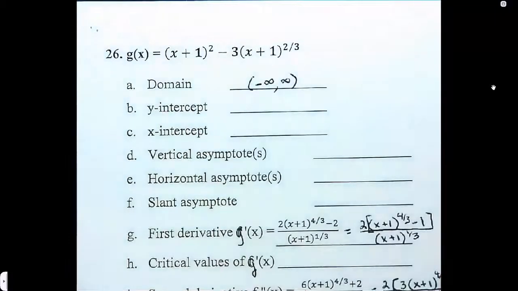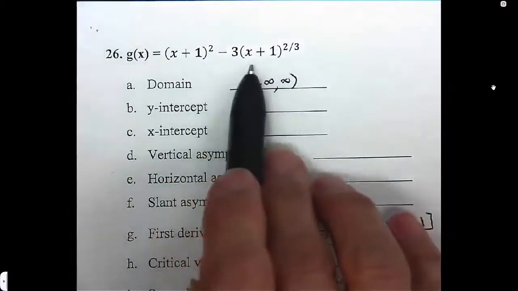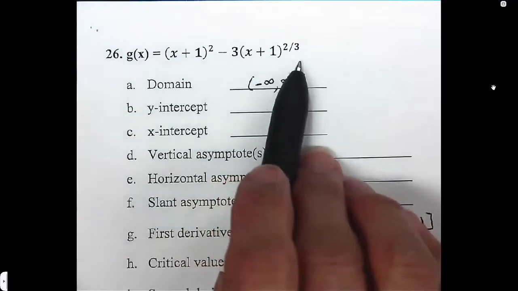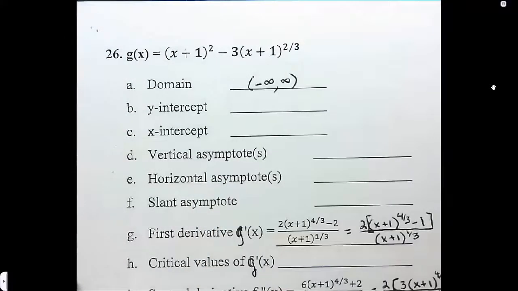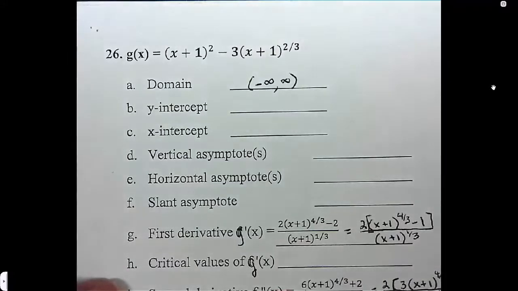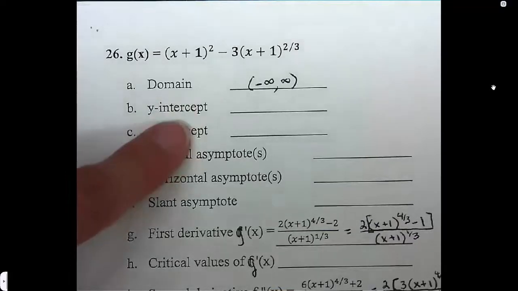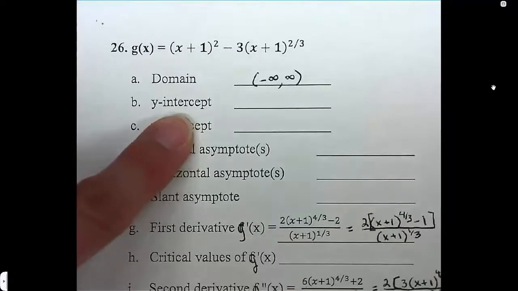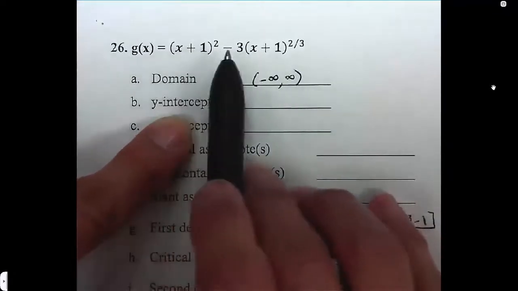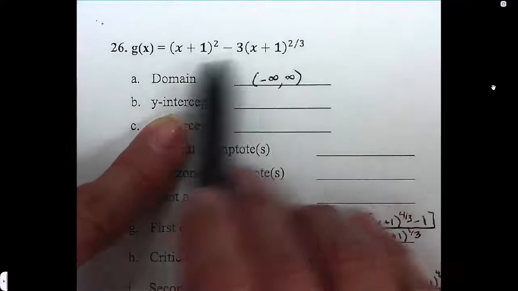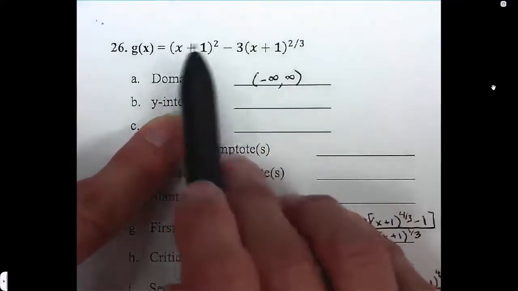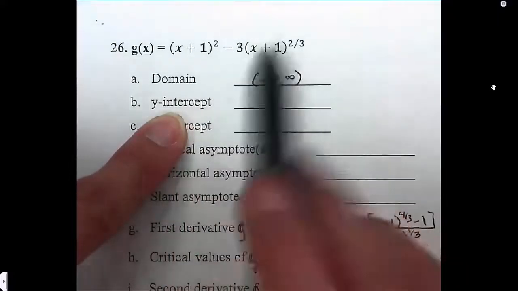Jordan, you'd be exactly right if that had been x plus 1 to the 3 halves. Yeah, that would have been a square root. I never know which one, like, it's a square root and a cube root, in a fraction like that. The denominator is always the index. All right, y-intercept, let x be 0, and what do we get there? 1 minus 3, negative 2.